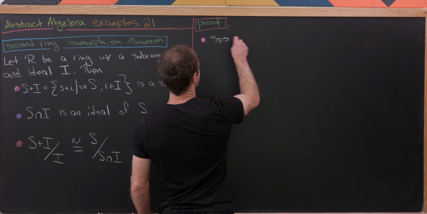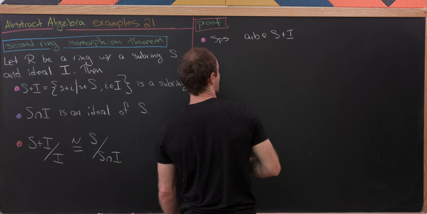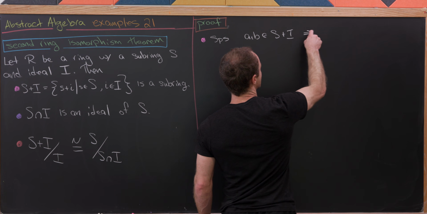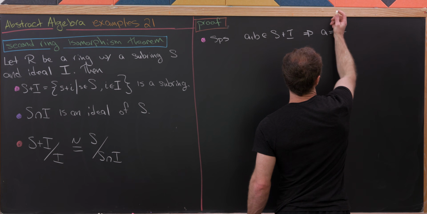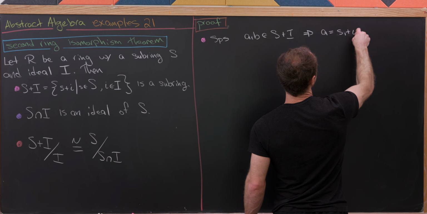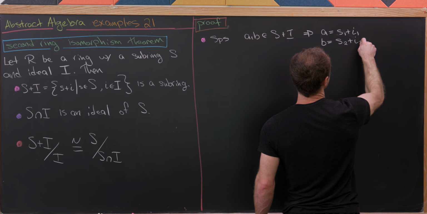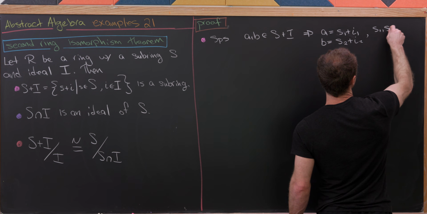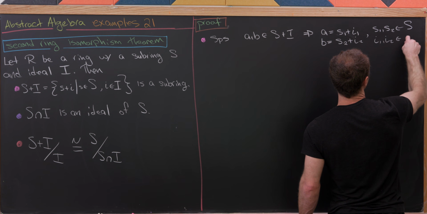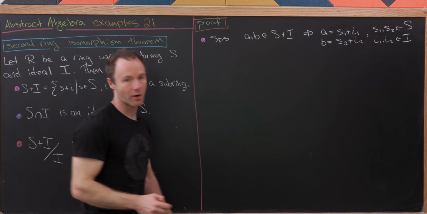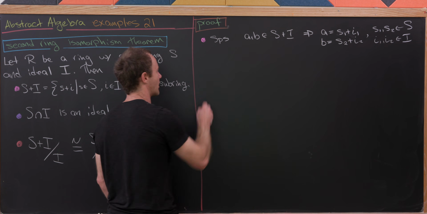So let's suppose that little a and little b are in S plus I. Okay, but notice that means that little a can be written as S1 plus I1, and little b can be written as S2 plus I2. And this is where S1 and S2 are from S, and I1 and I2 come from that ideal I. Okay, great. And now let's look at both their difference and their product.